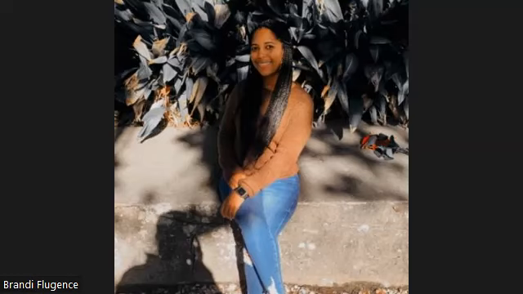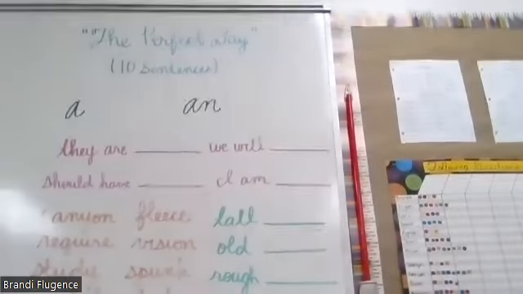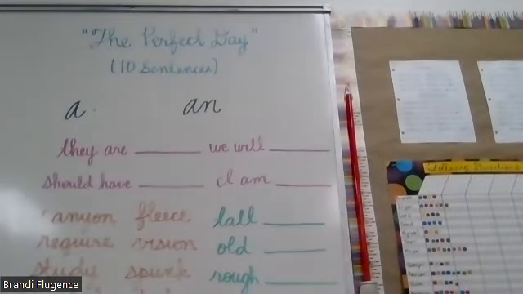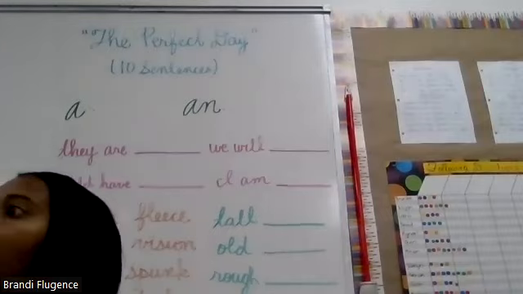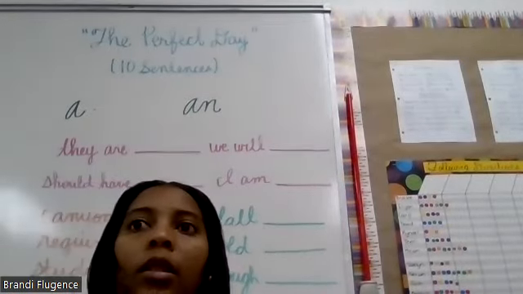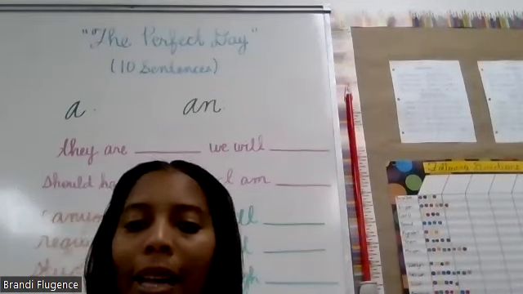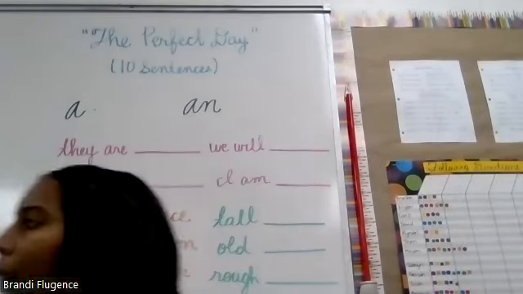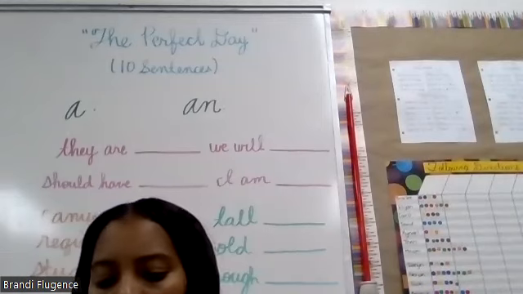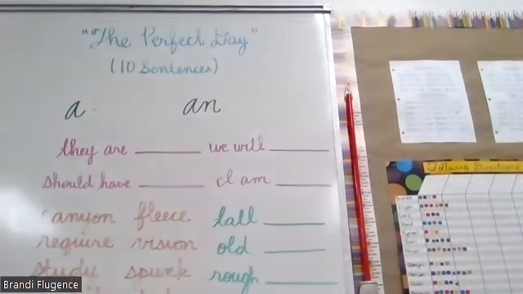All right, so I am. What is the contraction for I am? I am. Yeah, I am. What you got? I'm. Okay, next one. Did not. What's the contraction for did not?